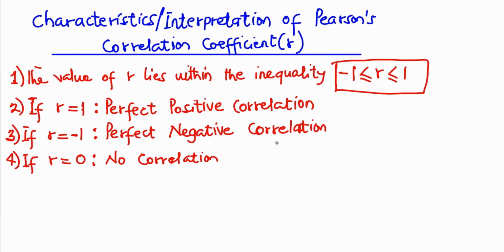So in this case, from the question we just solved, R is equal to 0.9531. We can see that this is a positive answer, and it is approaching positive 1. Therefore we can see that our R value here is a perfect positive correlation. So we go back to our solution and write that conclusion.